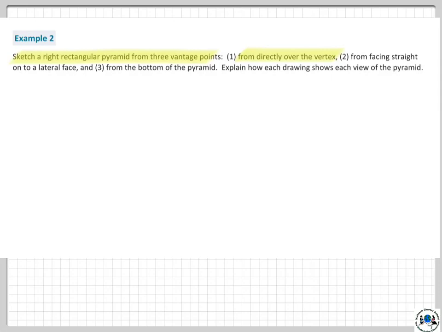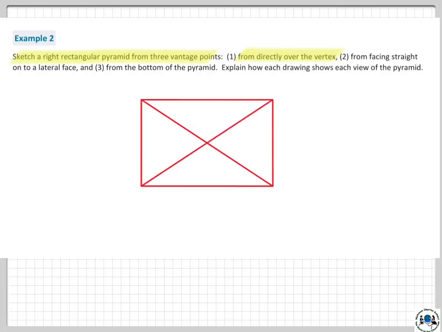And again, use lines to stand for all your edges. So go ahead and do that. A right rectangular pyramid from directly over the vertex: what would it look like? If you have your nets built, you can just look over it and draw what you see. Okay, so hopefully yours looked something like that.